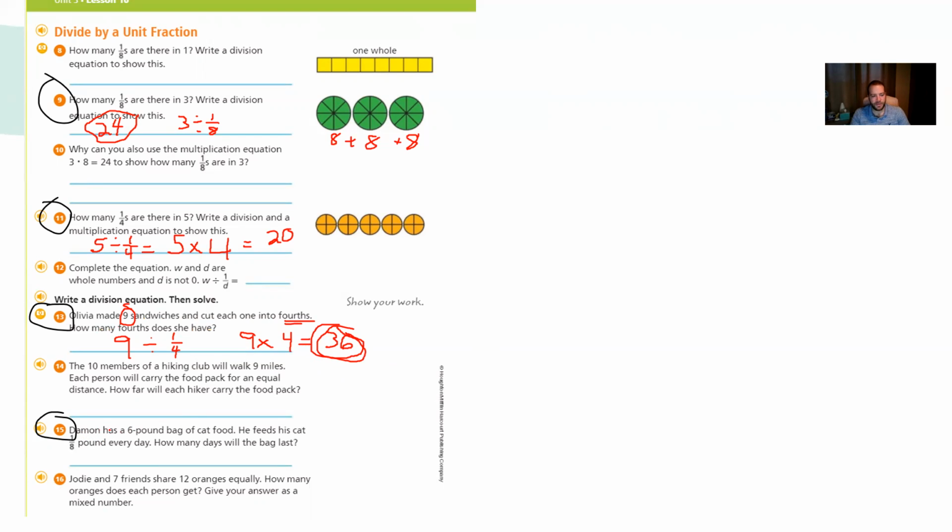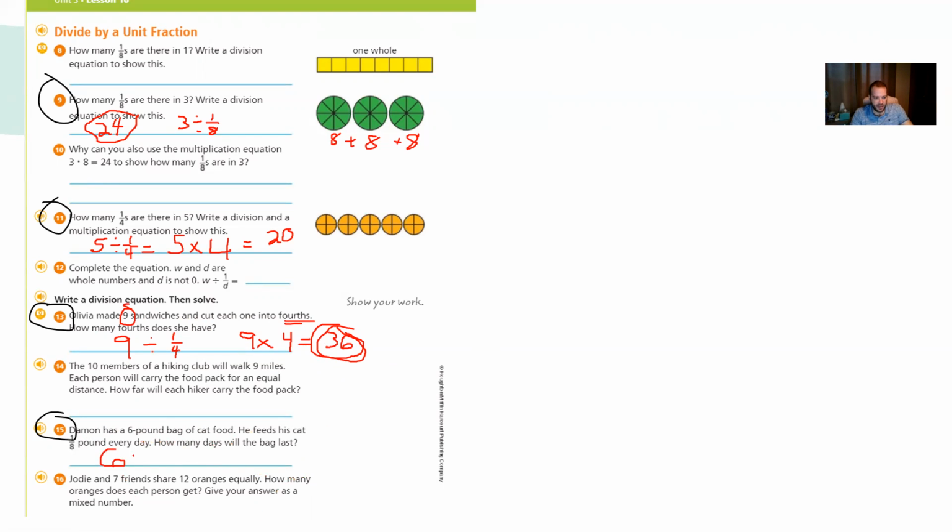So look at Damon, who has a 6-pound bag of cat food. He feeds his cat 1/8 of a pound every day. How many days would that be? So the first number in division is what you have. It's like I always tell students, if you ever play cards, you're the card dealer. What do you have a big, huge amount of that you are going to deal out? Well, you have a 6-pound bag. So that is your first number you write down.